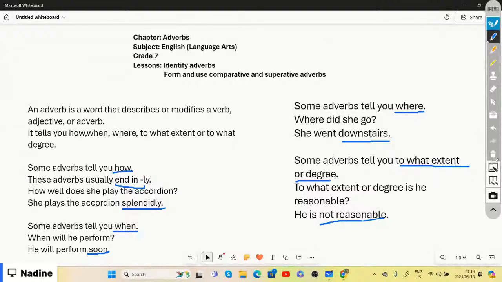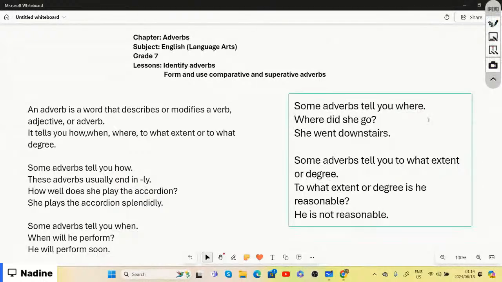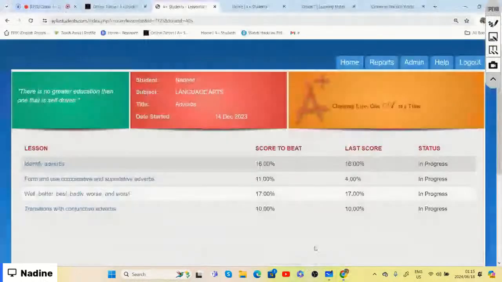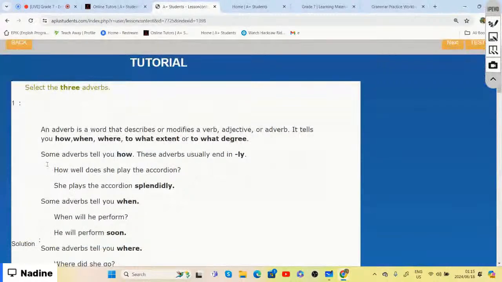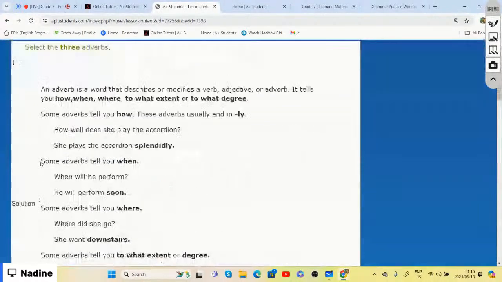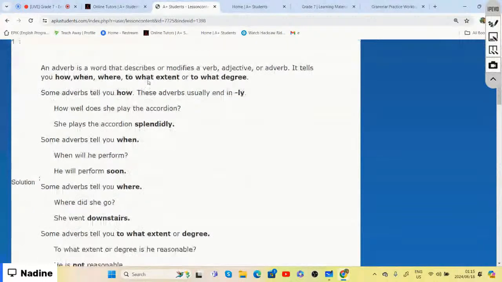All right, now we're going to aplusstudents.ca, where we are going to be doing our tutorial lesson as well as our test. We're going to the first lesson, where we need to identify adverbs. We just made mention of adverbs that tell us either how, when, where, to what extent, or to what degree. And an adverb basically describes or modifies a verb, an adjective, or an adverb.